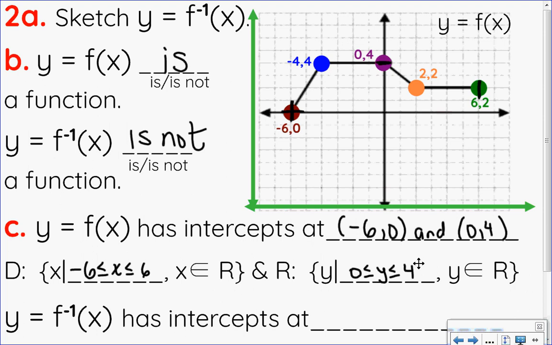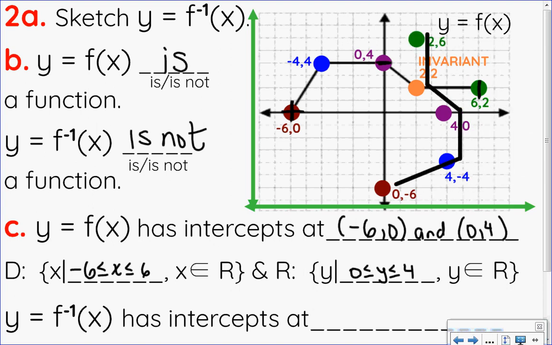Okay, let's sketch the inverse now. So inverse says take each point (x, y) and it becomes (y, x). So this point (-6, 0) is going to become the point (0, -6). The point (-4, 4) will become the point (4, -4). If I have (0, 4), switch the x and y around, I get (4, 0). (2, 2), if I switch that around, it stays as (2, 2). So this is an invariant point, which means it does not change. The point (6, 2), when I flip that around, becomes (2, 6). So then all I have to do is connect my dots, and that would be my inverse.